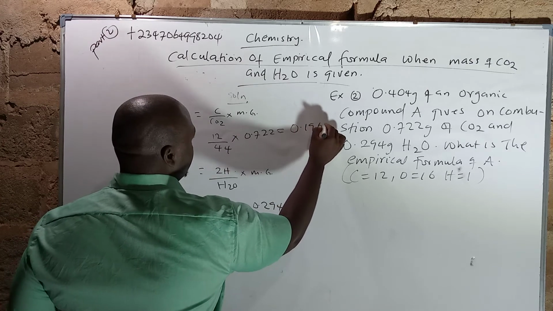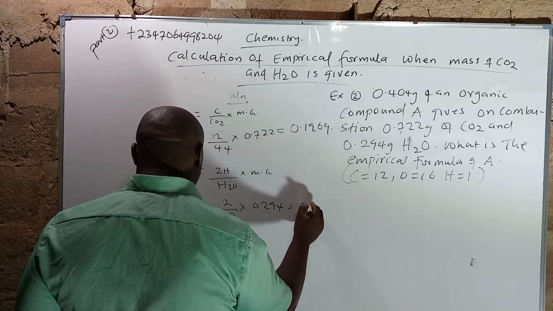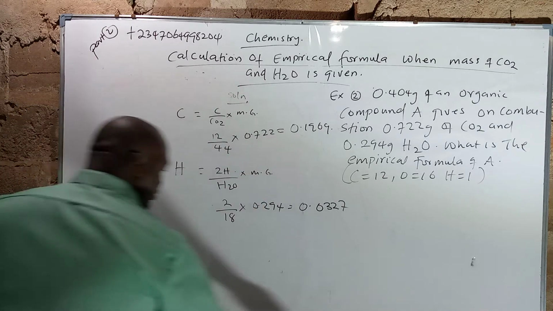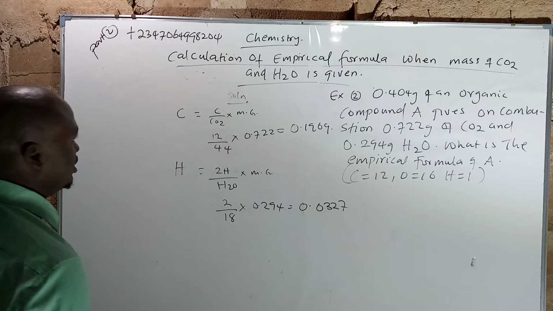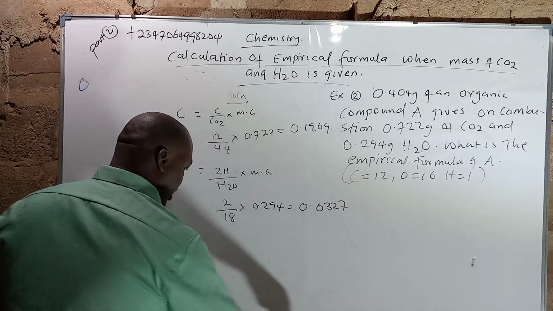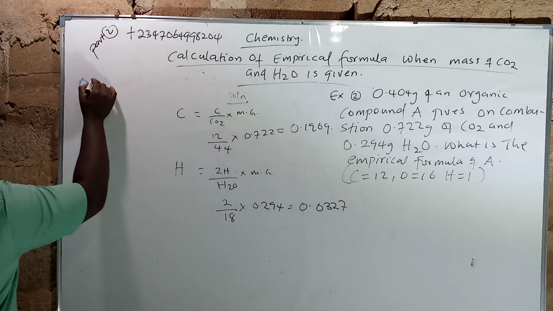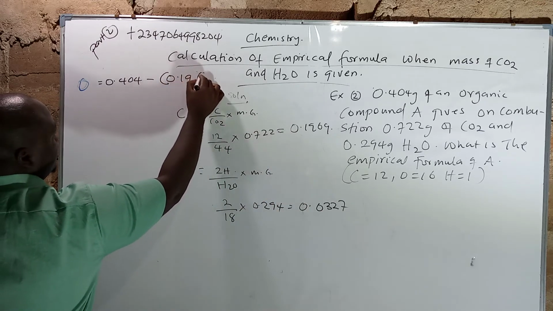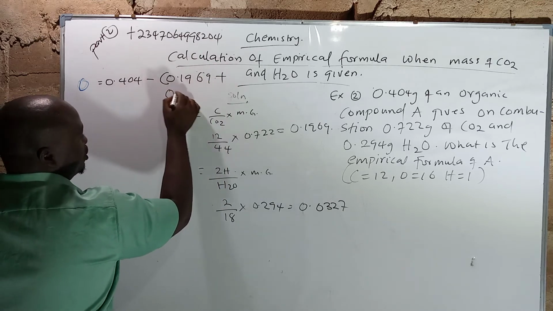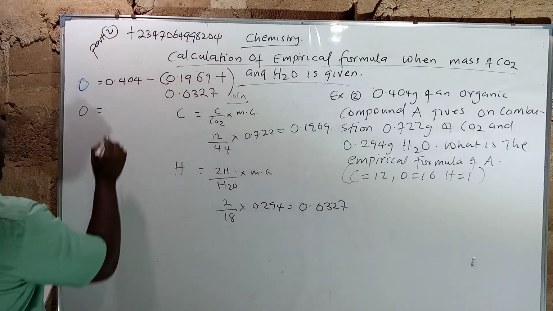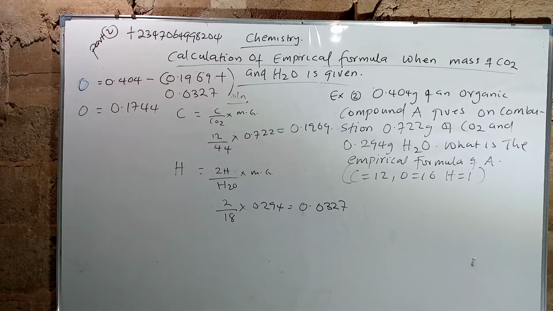Now, if you multiply them out, this should give you 0.1969, and then this should give you 0.0327. Now, we have gotten that of carbon and hydrogen. We have to get that of the oxygen, right? So from the total compound given, you have to subtract to get that of the oxygen. So oxygen is 0.404 minus, you add this together, 0.1969 plus 0.0327. And then the mass of oxygen that you will get is 0.1744.